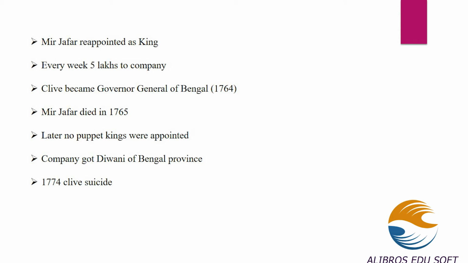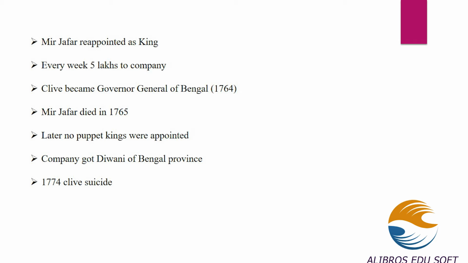He made a new rule that every week 5 lakh rupees had to be given by the company to the Nawabs for financial needs, wars, and to buy goods, etc. But in 1765 Mir Jafar died. Later on there were no puppet kings, so the company thought all the rights were under their control.